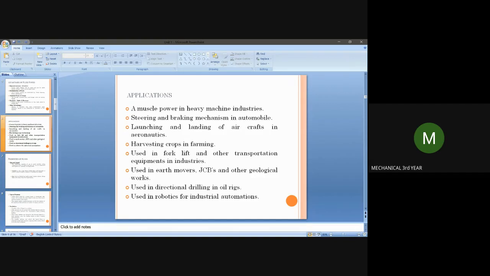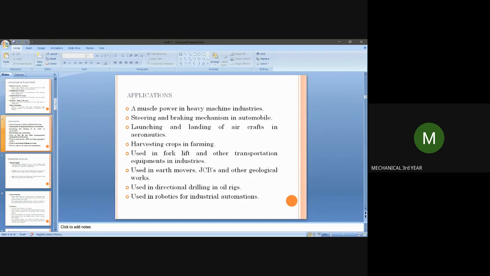Then after that, use in robotics and industrial automation. As I said, robotics uses a pneumatic system and a hydraulic system. It depends. If you are using it for a welding operation or some other heavy machine handling operations, you can go with a hydraulic system. If it is for rapid movements, for example a pick and place robot, you can go with a pneumatic system. So this is what hydraulic and pneumatic system applications are all about.